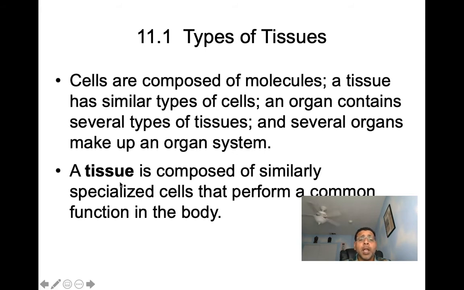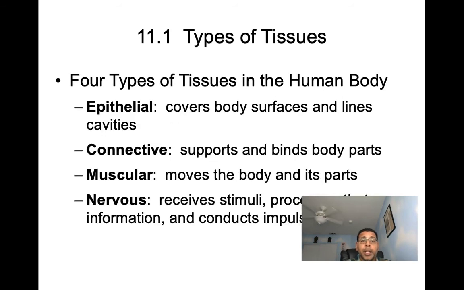Now, a tissue is composed of similarly specialized cells that perform a common function in the body. There are four types of tissues making up the human body. Here we can appreciate those four. First, epithelial tissue. Second, connective tissue. Third, muscular tissue. Fourth, nervous tissue. We'll go through each of these tissues and check them all out in greater detail.